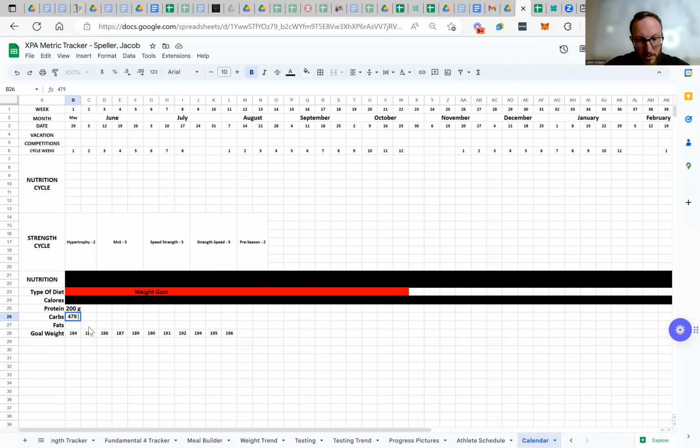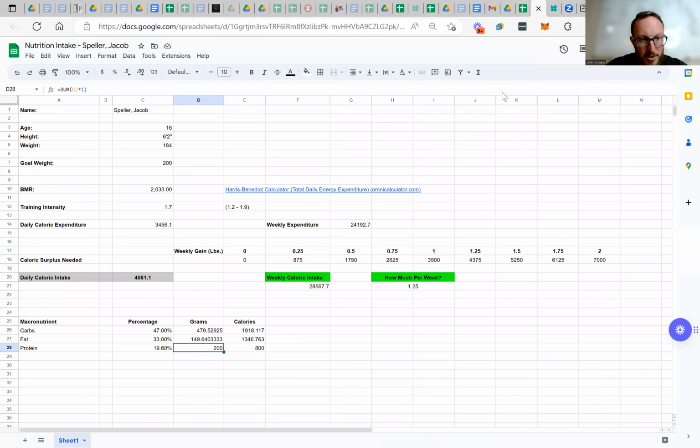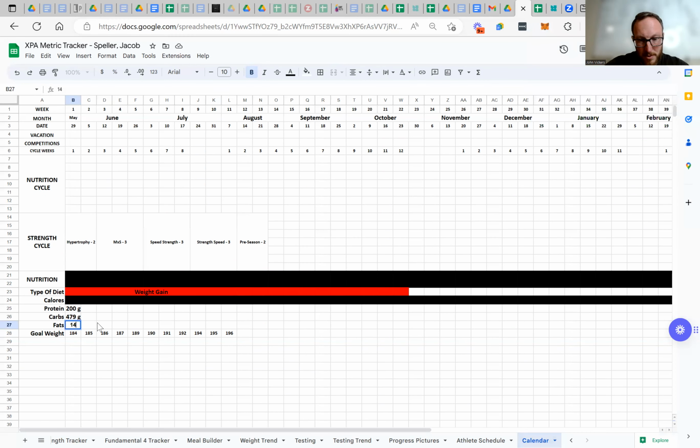So, I'm sorry, 479 grams of carbs, and then 149 grams of fats. Okay, so on a weekly basis, this is where he's going to be at. This is what we want him getting in every single day.